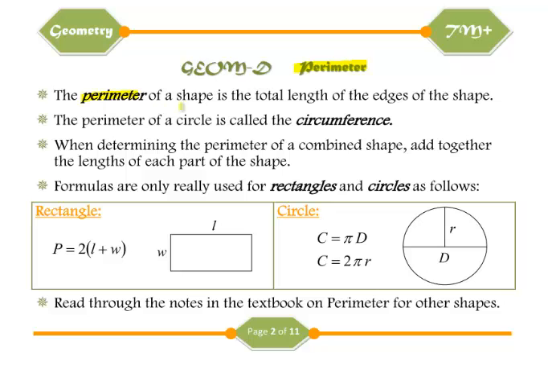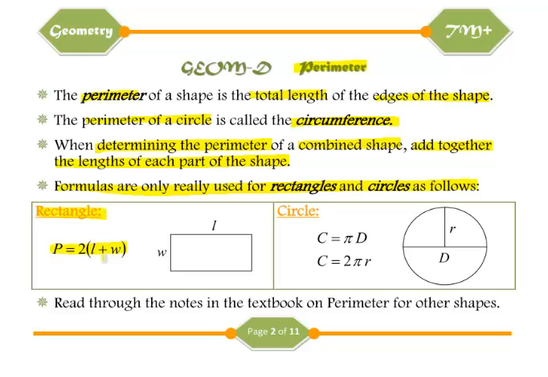Now the perimeter of a shape is the total length around the edges of the shape. The perimeter of a circle is called the circumference. When determining the perimeter of a combined shape, you need to add together the lengths of each part of the shape. Formulas are only required for rectangles and circles, and they are as follows.